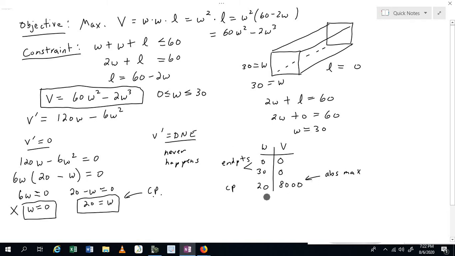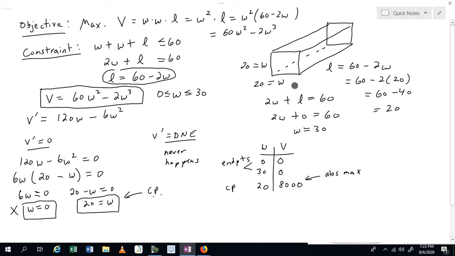Okay, and then maybe to just finish this off, it's probably a good idea to go ahead and describe the dimensions of the box. Okay, so W is 20. So the base is 20 by 20. And then you just have to figure out what the length would be. You could probably figure it out, but you could also go back to this equation right here and solve for L. So I'm just going to do that. So L is 60 minus 2W, and we know W is 20. And so you get 60 minus 40, which leaves you with 20.